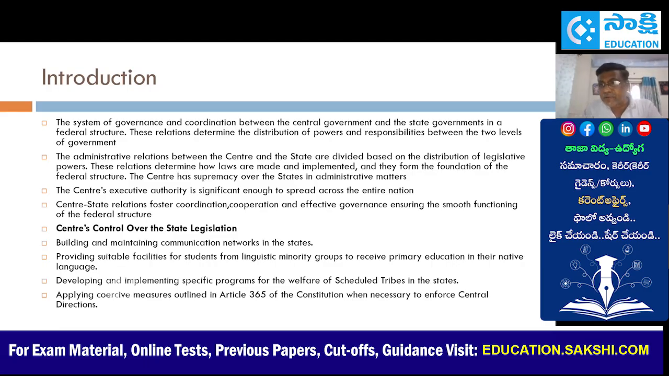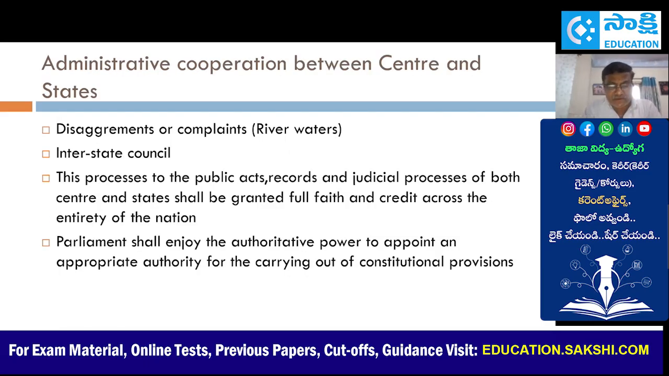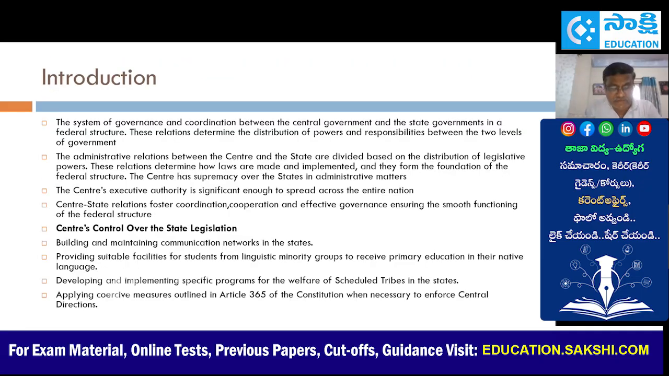And developing and implementing specific programs for the welfare of scheduled tribes in the states. The central government will direct the state governments to take certain measures for the welfare of scheduled tribe groups in the state. And at the same time, applying coercive measures outlined in Article 365 of the Constitution when necessary to enforce the central directions. Sometimes the Union government applies these measures if it is necessary to enforce central directions.